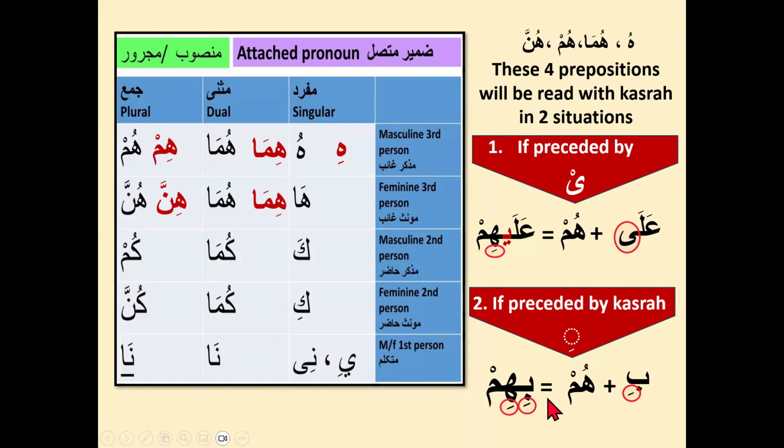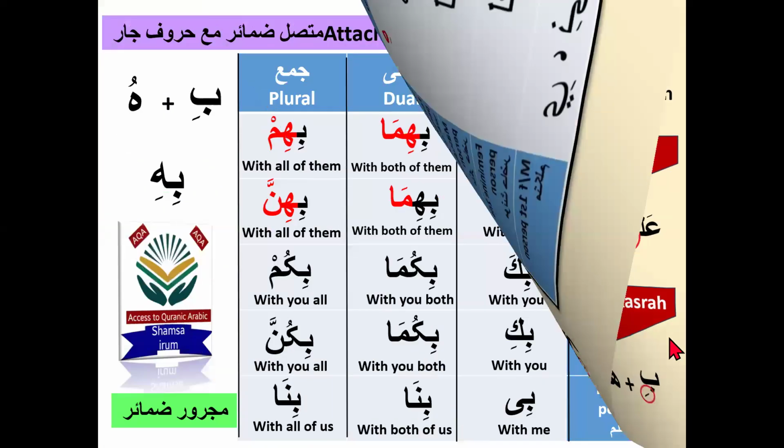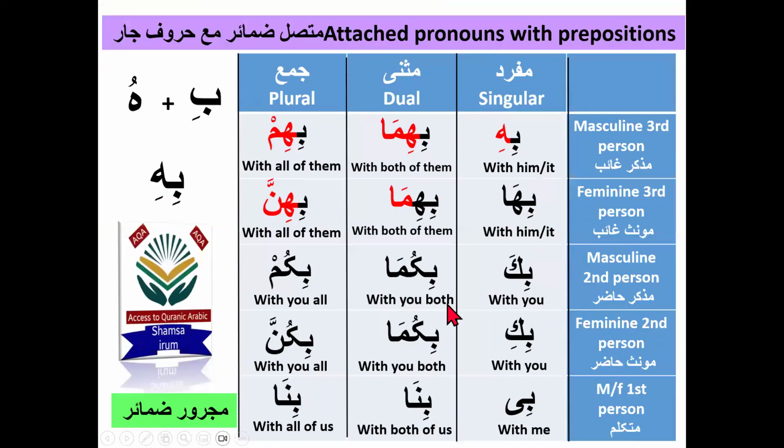So what's the reason? 2 reasons. These pronouns will have kasra if there is ya before it, or if there is kasra before the letter. Whatever the letter will be, if it has the kasra before it, then these 4 pronouns will be read with kasra. Okay, so now I have made ready the chart for you for the harfu jar ba.